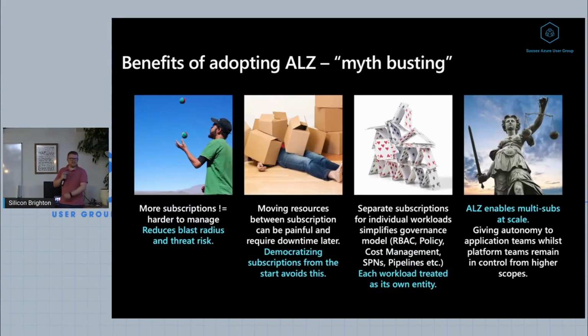Separate subscriptions for individual workloads gives you a better governance and identity model, right? So you can say this subscription or workload landing zone is this identity in this team. We can be controlled by those, and happy days, we're off to the races. And remember our good friend Lady Justice, ALZ enables multi-subscriptions at scale. So then if you go, well, we can't control all these subscriptions, yes, you can, use Azure Landing Zones, and you've got policy to help you along the way.